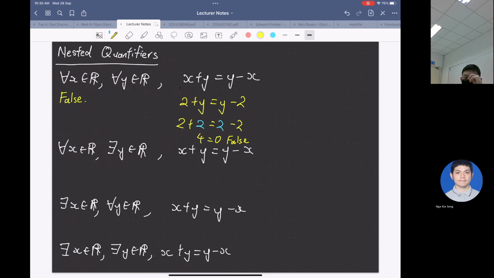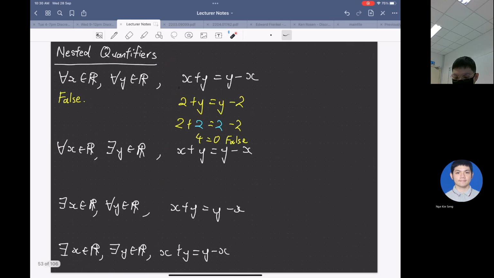So in general, if you want to show this kind of statement is true, you have to show it for all x and then you have to show it for all y. So I give you one x, you need to show it for all x and all y. Okay.